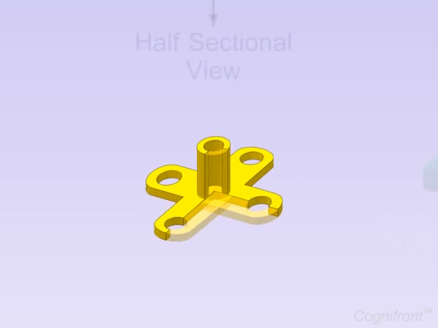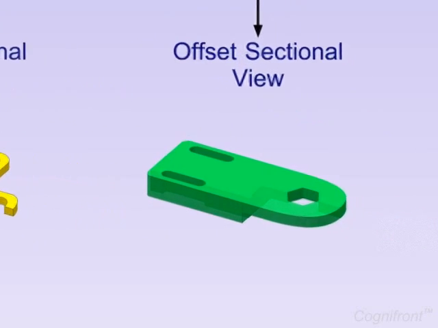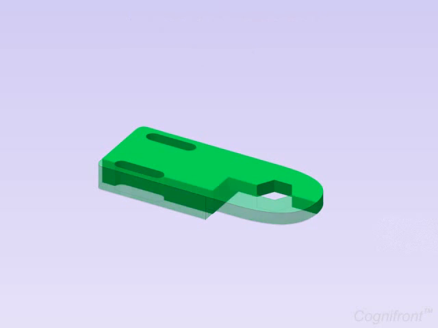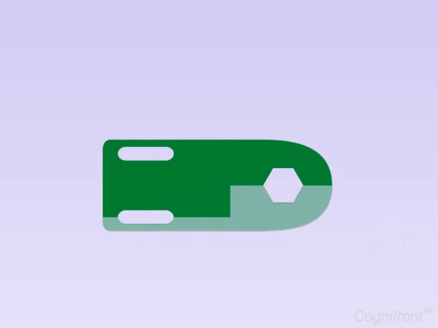For exposing the internal features in more detail, offset sectional views are required. The hidden features are exposed when the object is cut by offsetting the cutting plane line for a part of its full length.